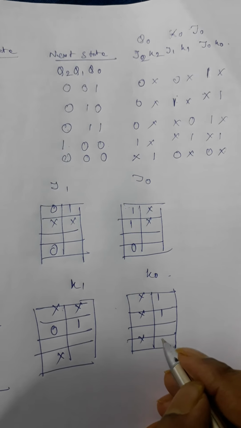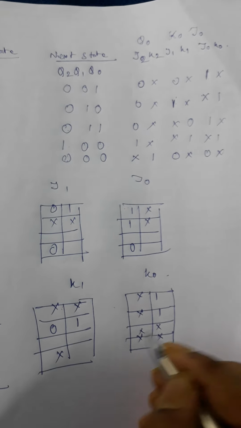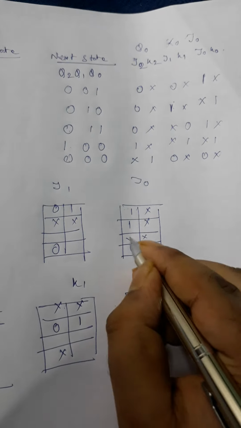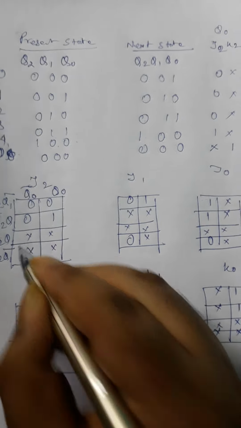And the rest of the cells will, of course, be don't care, because we do not know what they are. So in that case we should put don't cares.